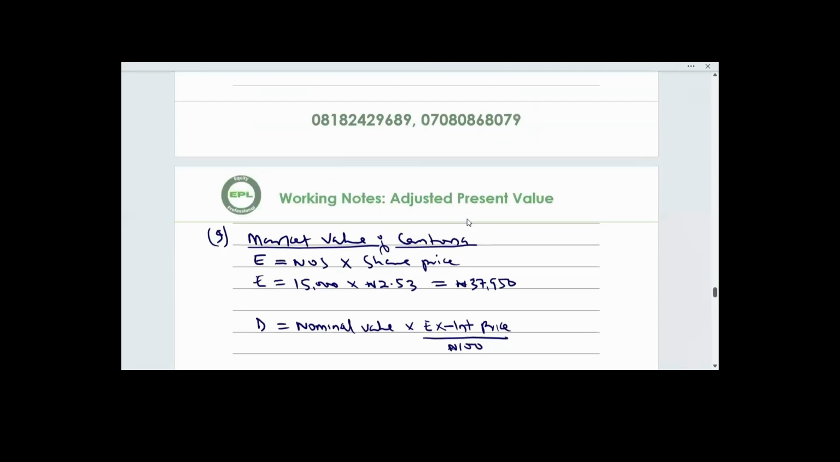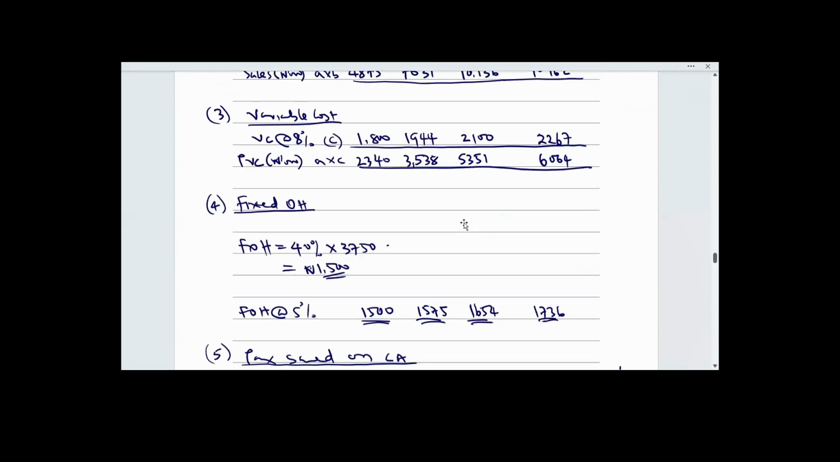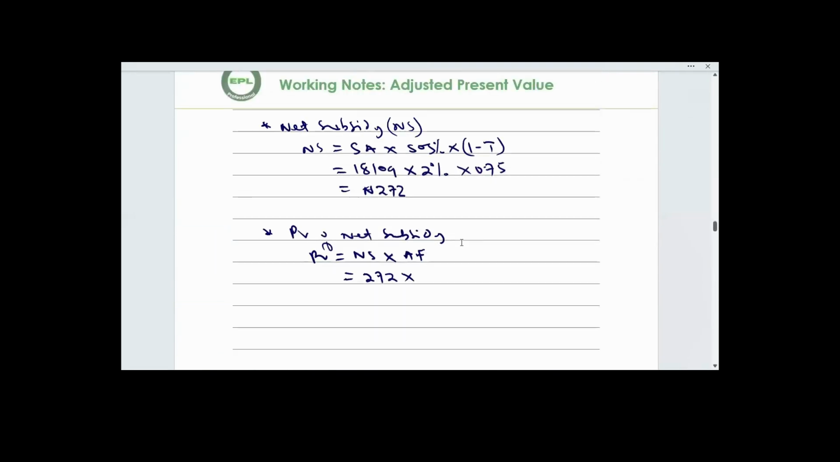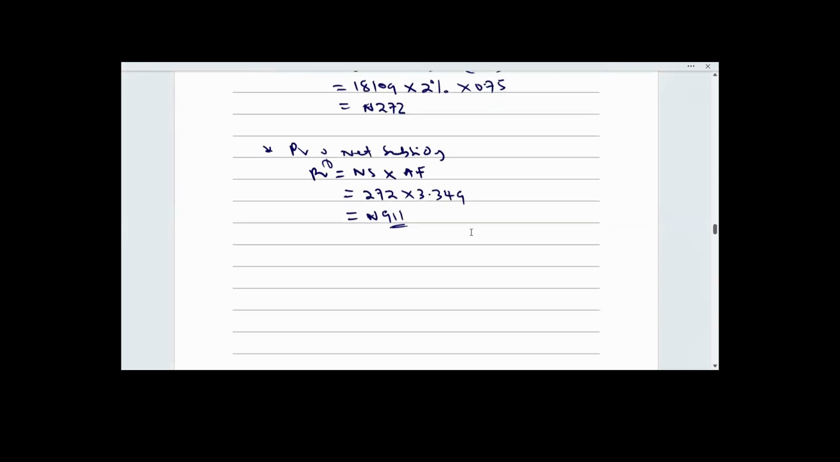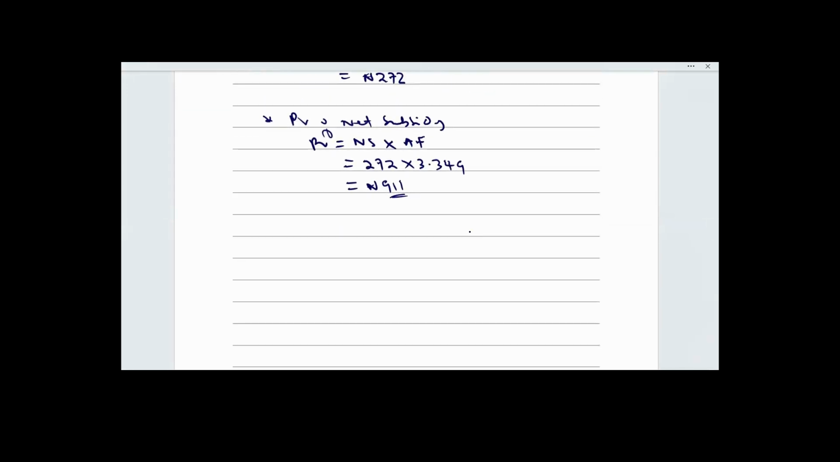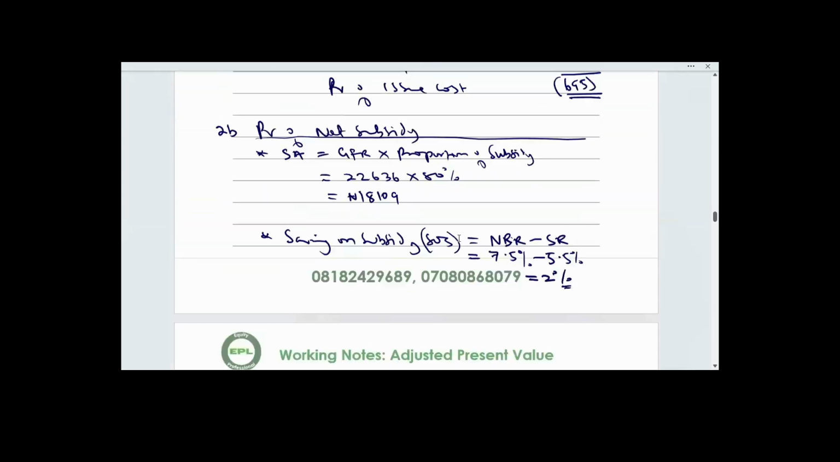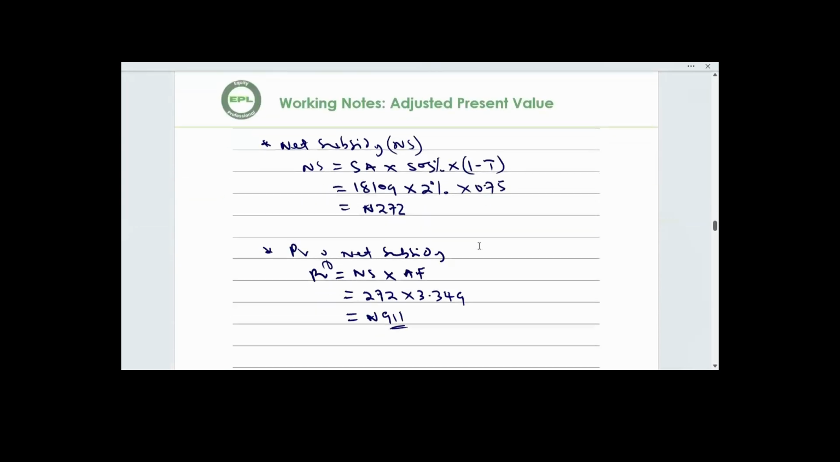So let's go up there. 3.349 is the annuity factor. Multiply 272 by 3.349. That's 911. So we are done with the PV of net subsidy. Finally, we need to calculate, what is this one? That's 2B, so 2C now.